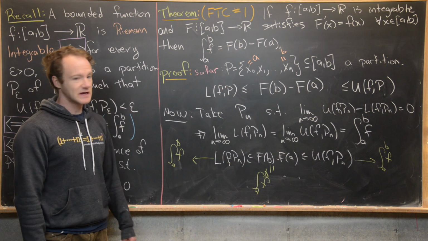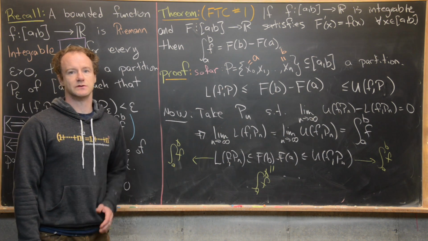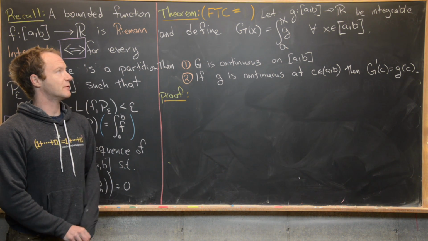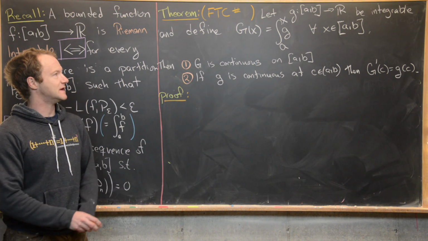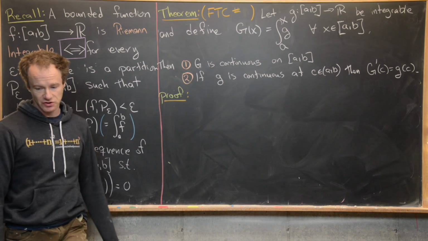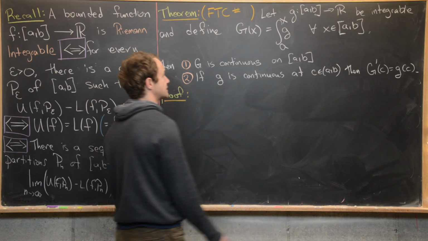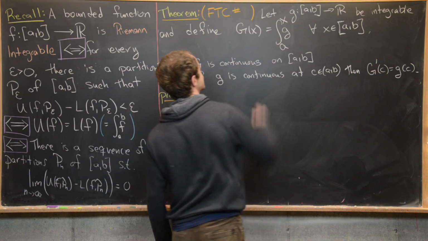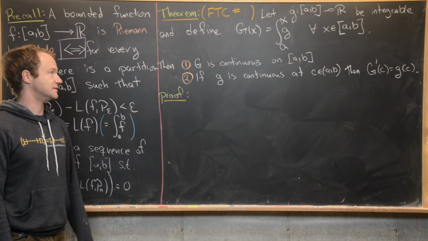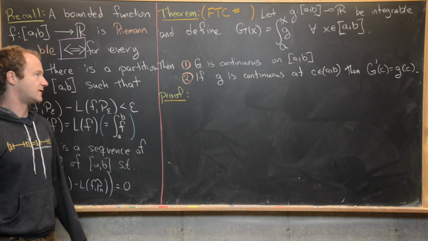Okay, so let's get rid of this and we'll look at the FTC part 2. Now we're ready to look at the Fundamental Theorem of Calculus part 2. So let's assume that we've got a function little g from [a, b] to R, and it is integrable. And then we'll define this function capital G of x, which is the integral from a to x of g. And this is going to be for all x on that closed interval [a, b]. Then two things will follow.